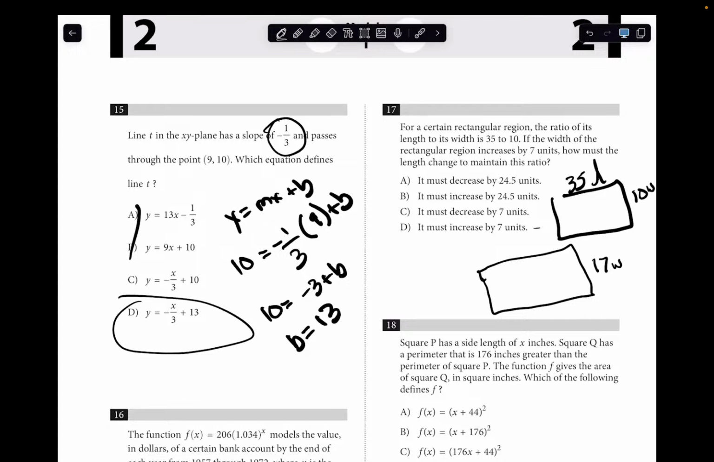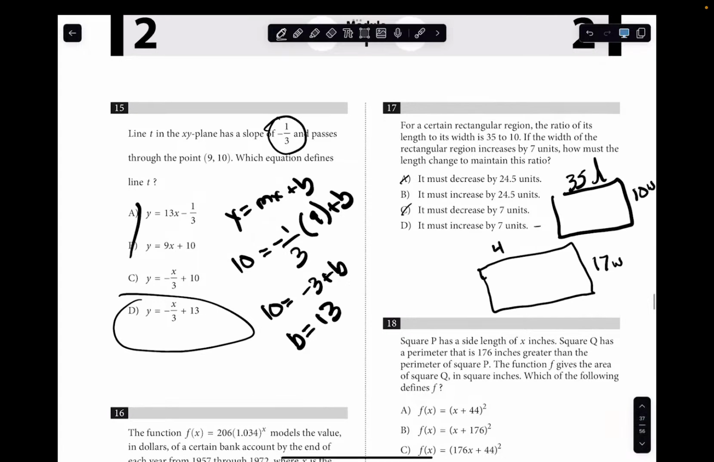So we can test this by determining the area, right? So we know it's not going to decrease, right? So that immediately eliminates A and C. And then this is just proportional, right? So you can multiply those two out, but it's increased by 7, right? 24 would be kind of crazy.